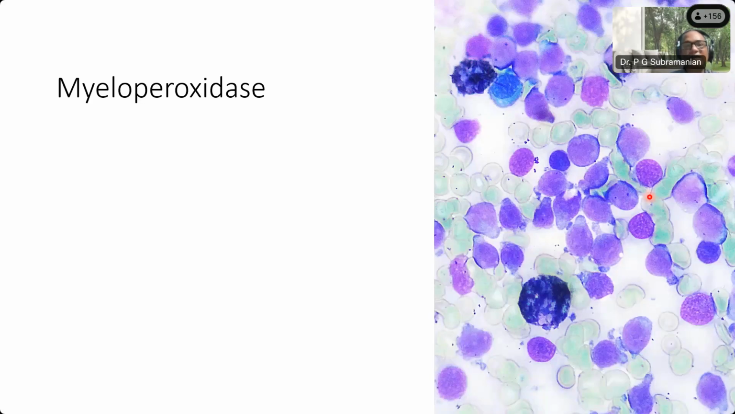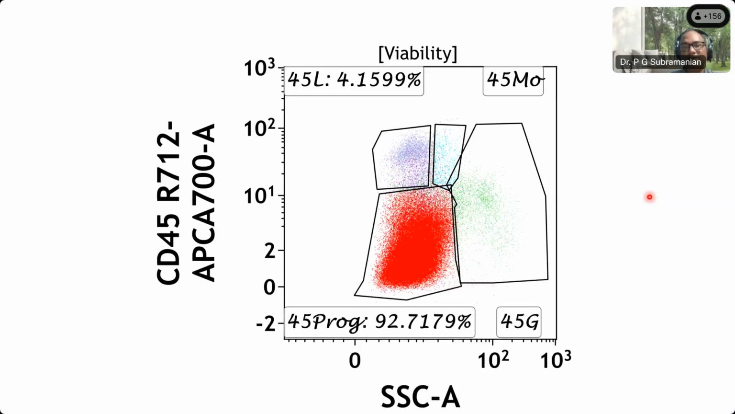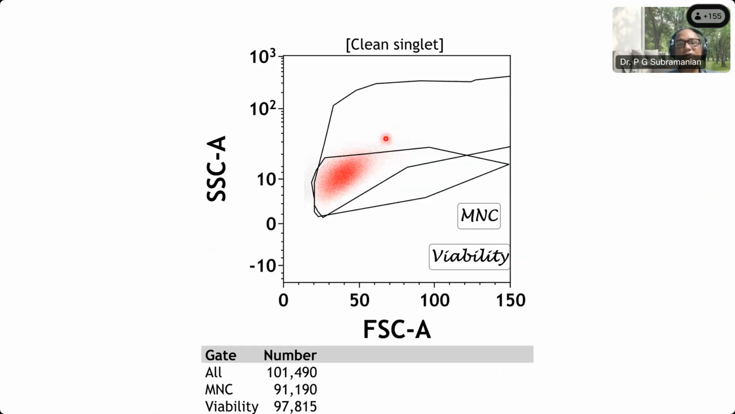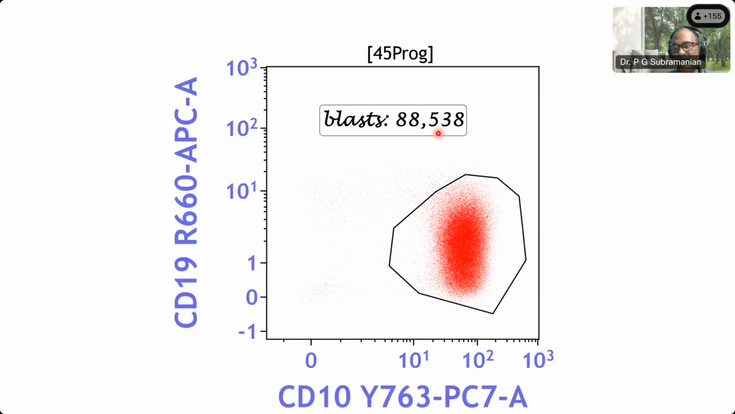In this also the MPO is negative as before. So, immunophenotype. I think I will do the interpretation of most of it. CD45 is dim to negative in this, and you are having similar forward side scatter as the previous case because it's predominantly blast and there are hardly any other kind of cells. So in this, Sai, can you take the interpretation for this?